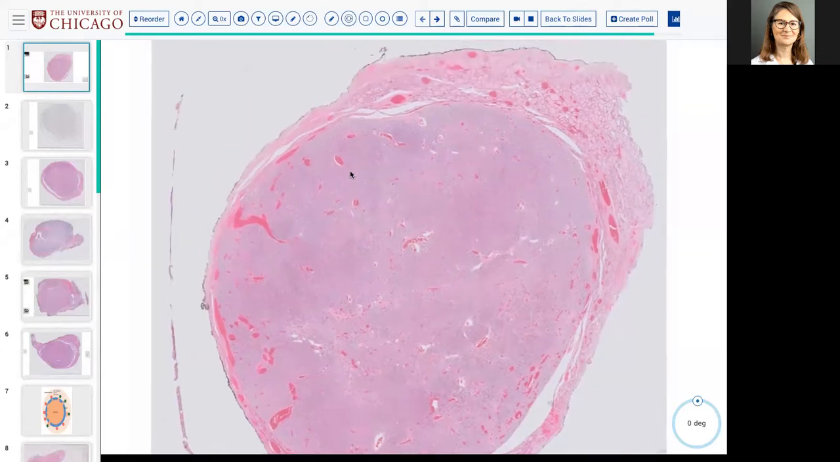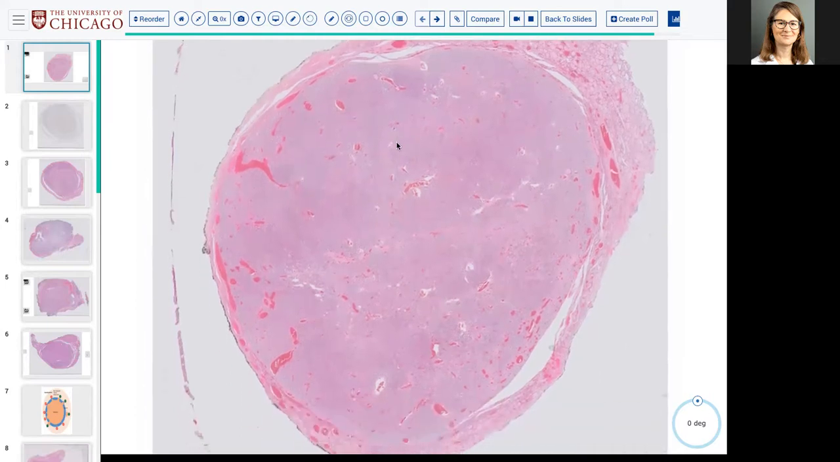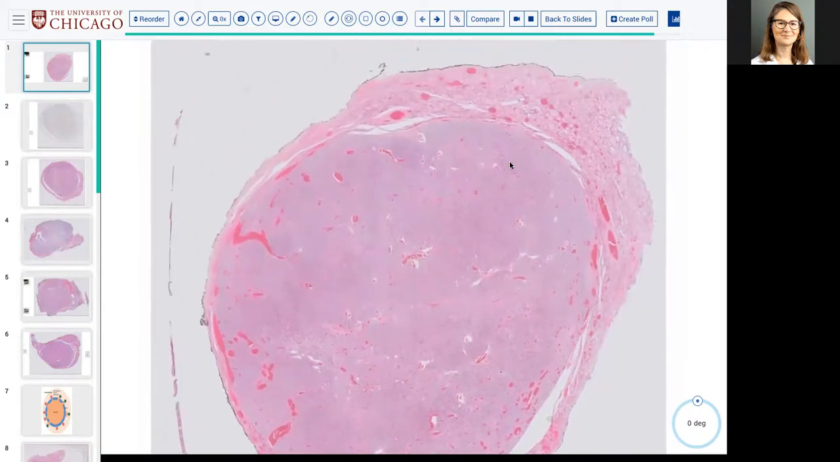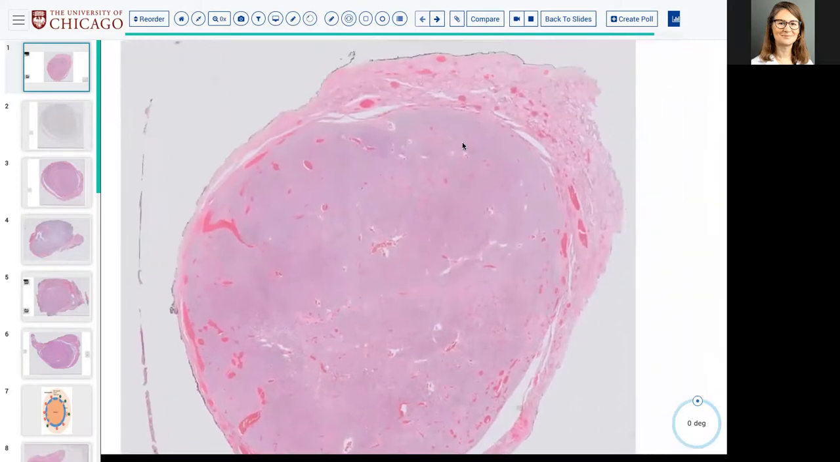So there's 9 cases total, and there's sort of a theme, but we'll go through it as we go along. So hopefully you guys can take turns telling me, at least describing what you see and what your differential is. So this is case 1. I guess I can start.